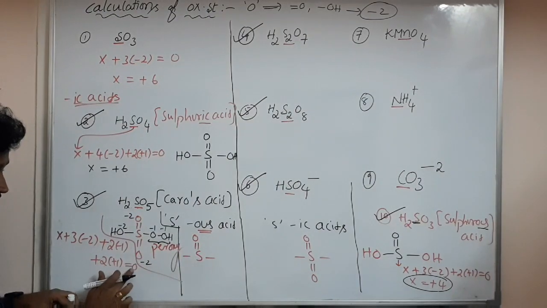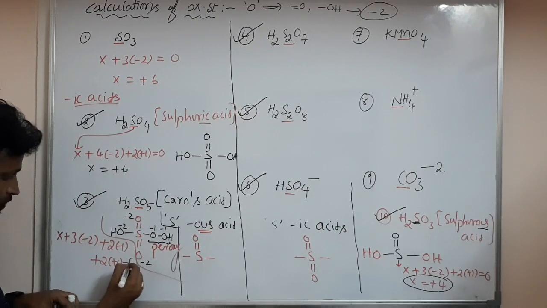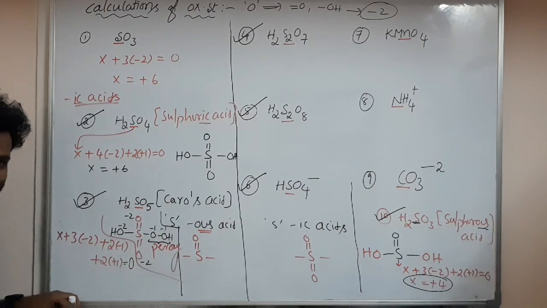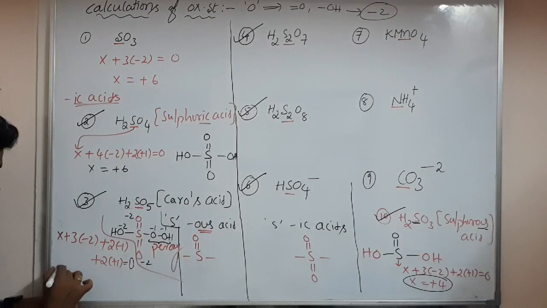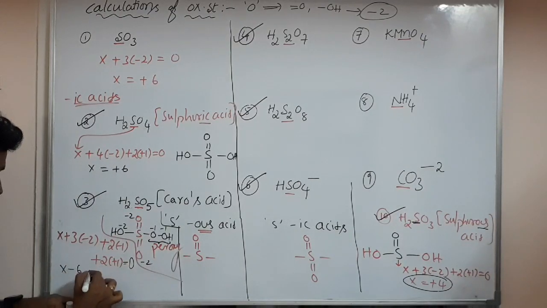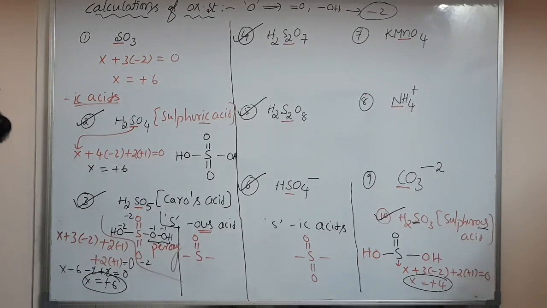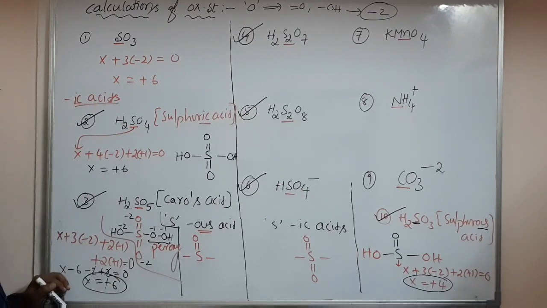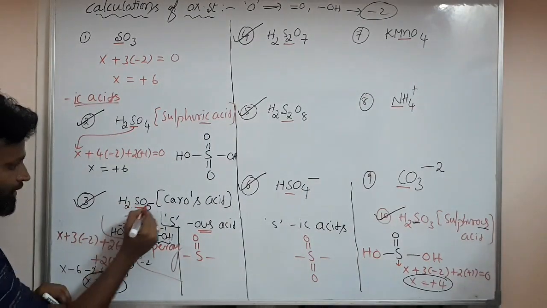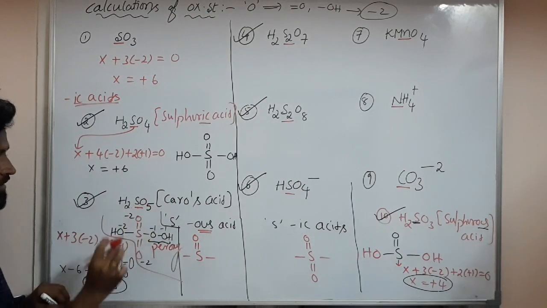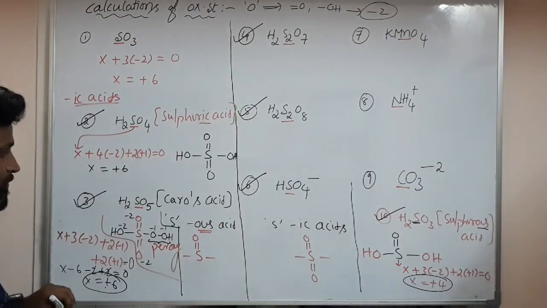Sir, this is not oxygen, sir. Equal to 0 I took. Equal to 0. Okay. Then what will be the oxidation state? X minus 6 minus 2 plus 2 is equal to 0. Then X equal to plus 6 only you got. What is the oxidation state you got? Plus 6. So in Caro's acid, sulfur oxidation state is plus 6.